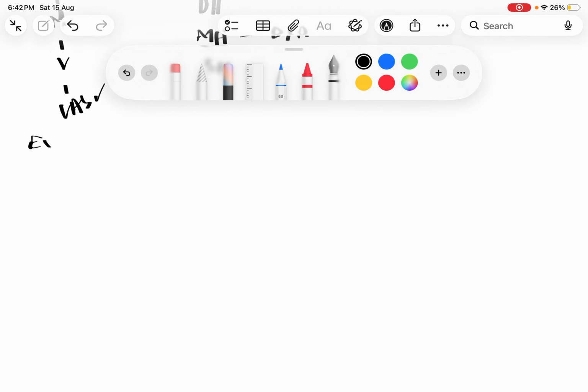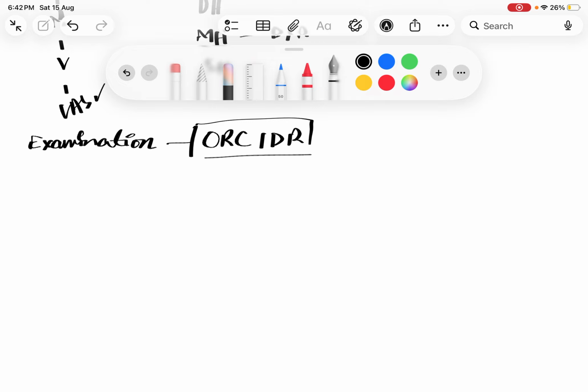Then we have examination. Examination is something that needs to be done. The mnemonic for examination is ORCIDR. It's kind of a weird one, but it is important because it's going to be easy for you to remember. O stands for odontogenic structures. Odontogenic structures basically include your teeth and dental status. You can go with pulp vitality test or occlusal relationship, whether it is a static or dynamic occlusal relationship.